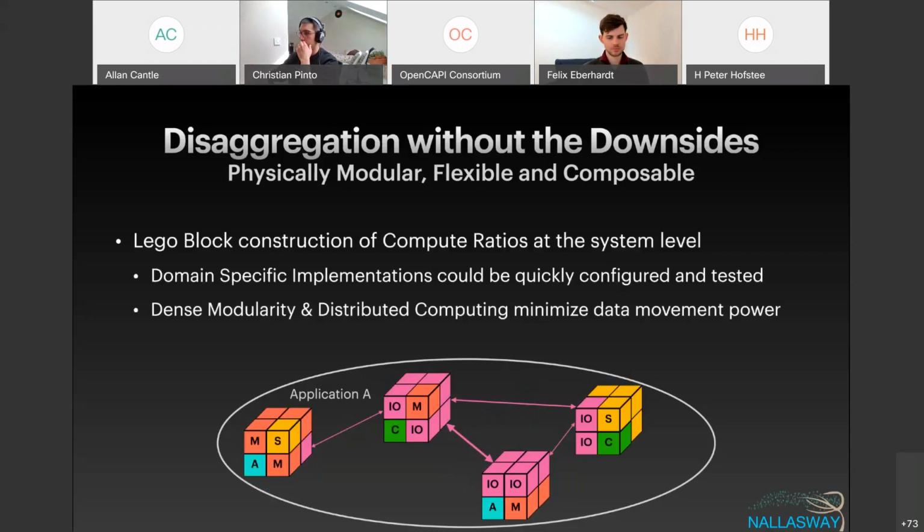If we could, then domain-specific implementations could be quickly configured and tested as well. And if we could get the dense modularity and have this distributed computing with all the communications going on, computing everywhere, then we really will truly minimize the data movement power, because we'll be moving data less often, and the tight coupling will keep things together.